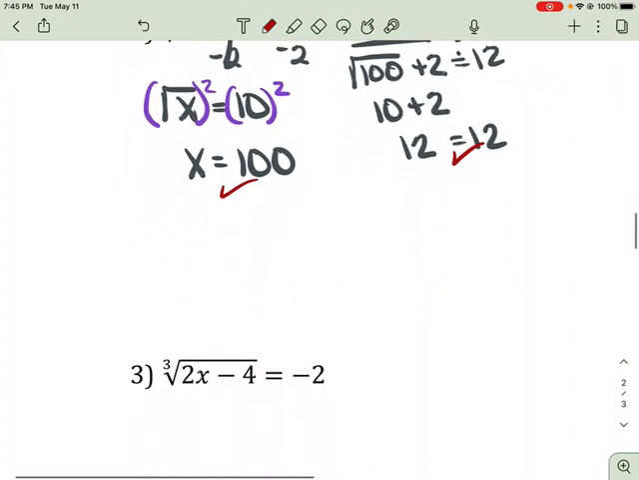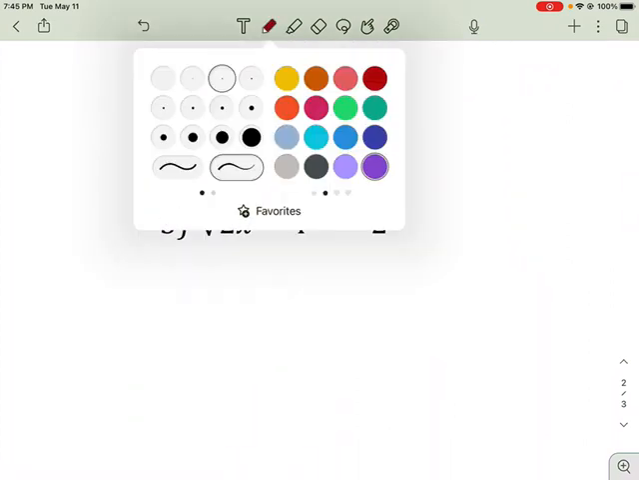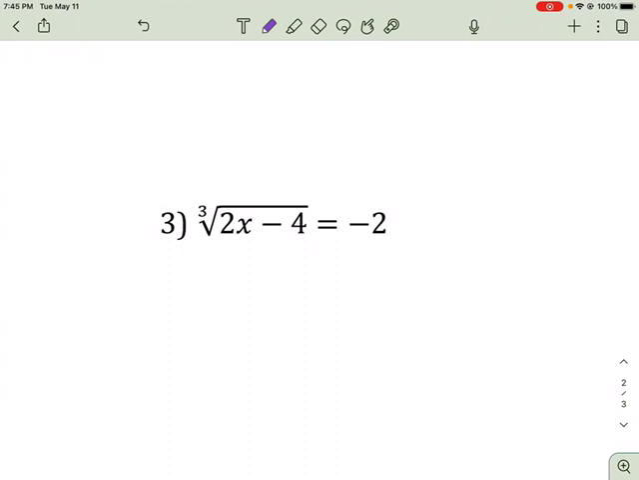Let's try another one. Okay, so we have the cube root here. There's nothing added or subtracted, multiplied, or divided with the radical, so I'm just going to cube both sides.